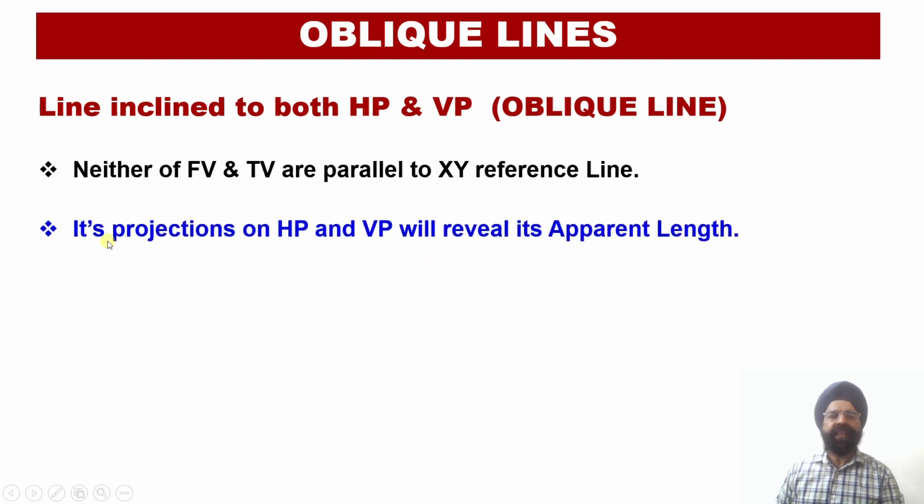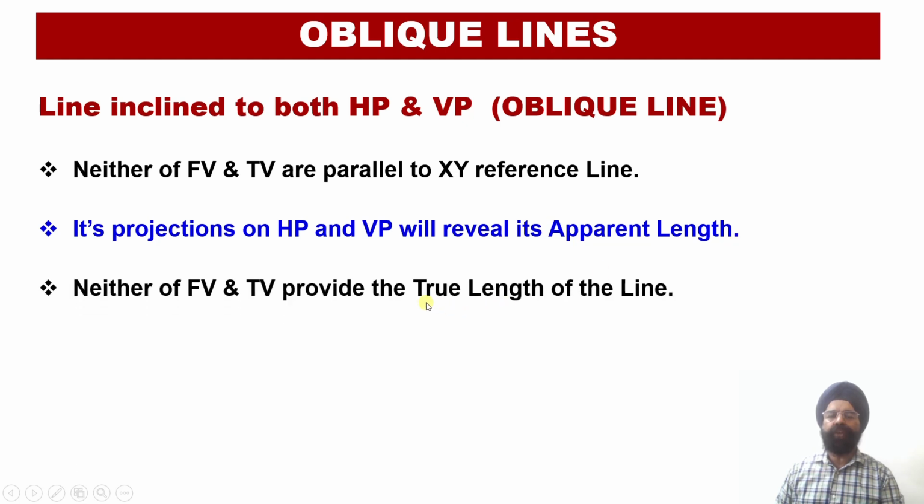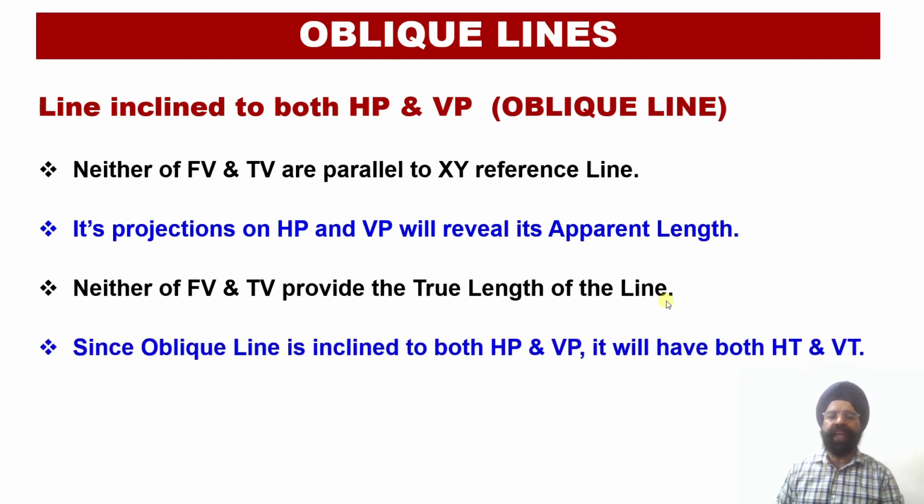And since the oblique line happens to be inclined to both the reference planes HP and VP, its projections on the horizontal plane and the vertical plane will reveal the apparent length of the oblique line. That is, we will not be able to obtain the true length of the line either in the front view projections or in the top view projections of the line.